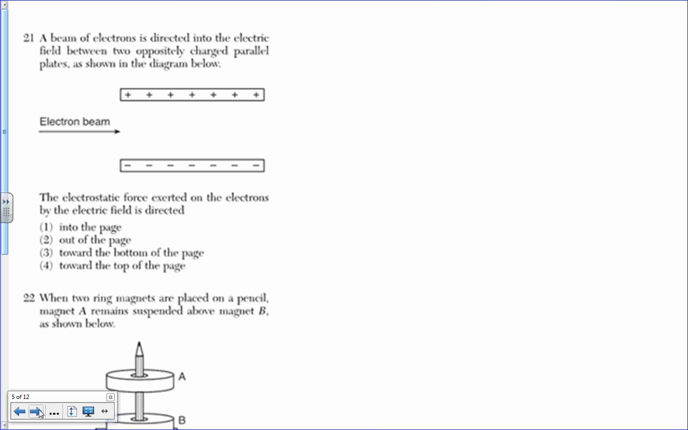Number 21, we have an electron beam going in, so the electron is negative. And we want to know which way it experiences the force. So this electron is attracted to the positive because opposites attract. So the force is directed towards the top of the page.